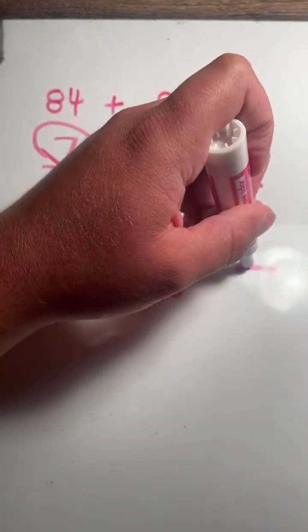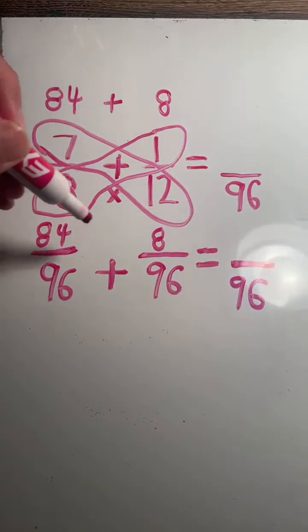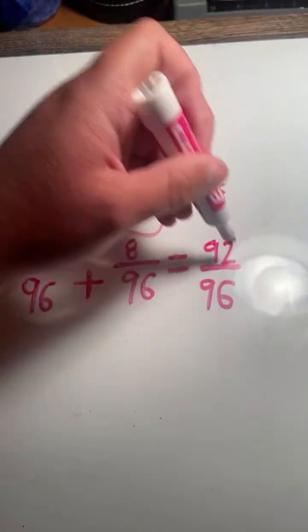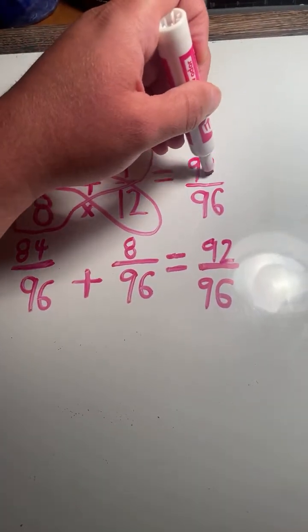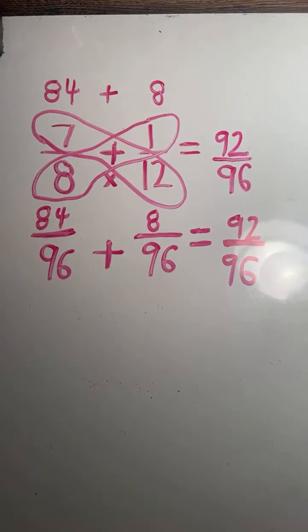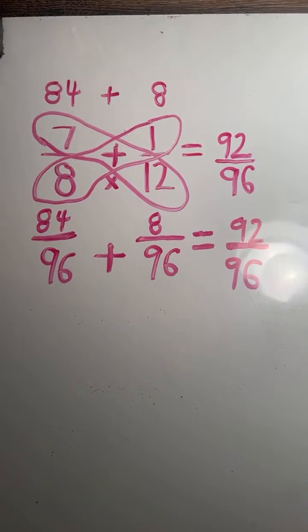Now that we have a common denominator, the denominator will stay the same. 84 plus 8 equals 92. We have our answer, 7/8 plus 1/12 equals 92/96.